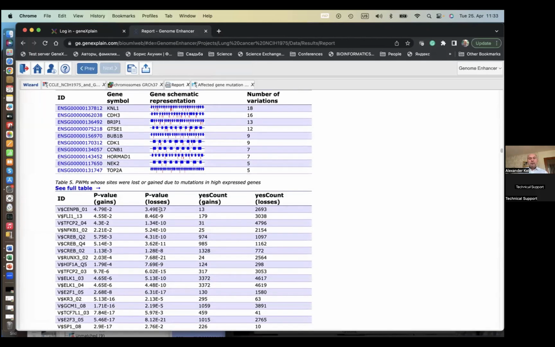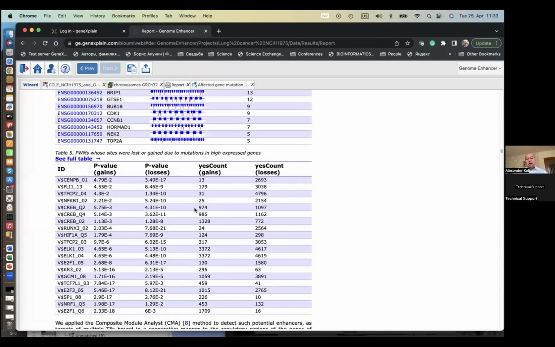And then what happens next is it starts calculating whether those mutations, which are located not in the coding regions but in the other regions of genes, may affect whether they can kill or destroy the binding sites for transcription factors, or they can create the binding sites.